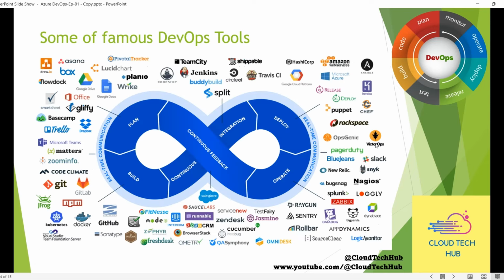These are some of the famous DevOps tools given in the diagram. As you can see, the software development lifecycle loop is shown, where you can see plan, build, continuous integration. There are the code and test phases, and the release phase. Then comes deploy, operate, monitor, that goes to continuous feedback.